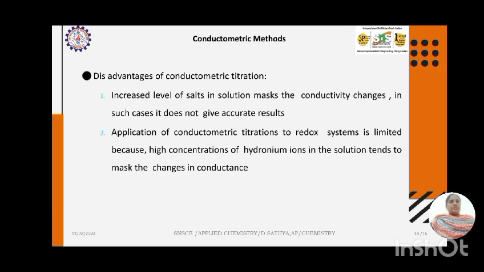So, some disadvantages of the conductometric method. Only a few specific redox titrations can be done with the help of this process. This is because the conductivity of the solution is masked by the relatively high hydronium ion concentration, and the accuracy of conductometric titration is low when the concentration of the electrolyte is high, making the titration process unsatisfactory.